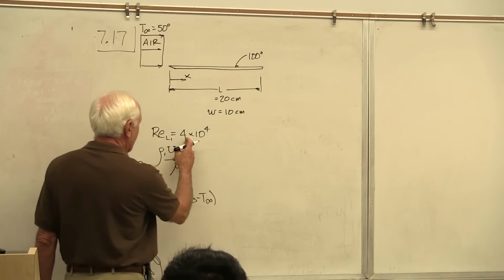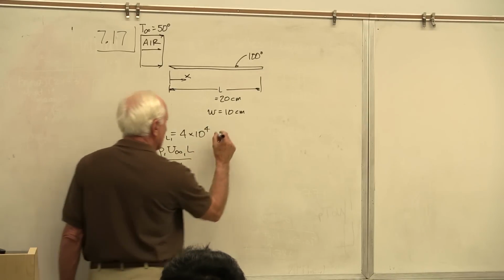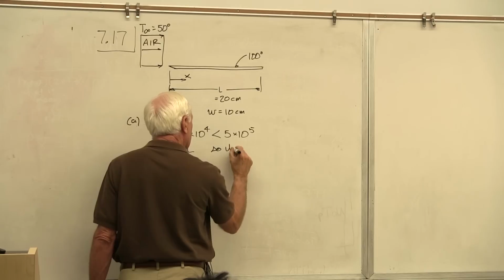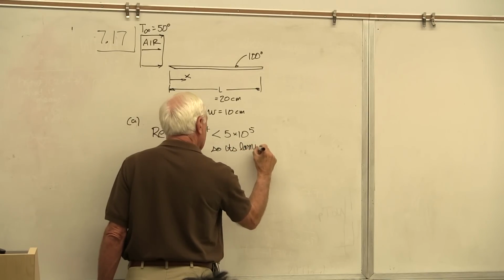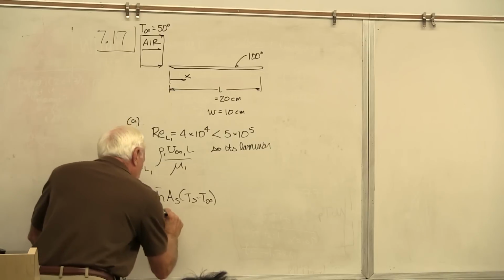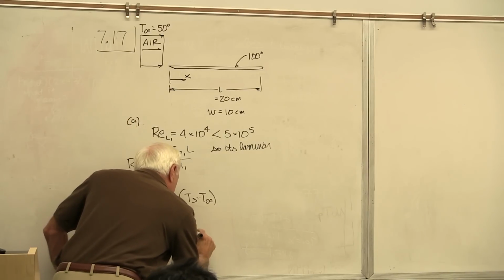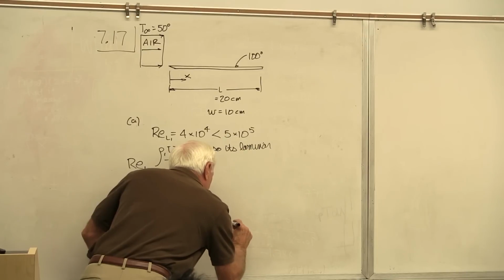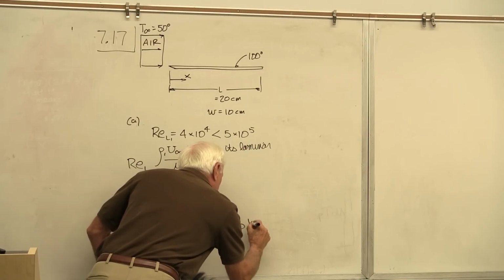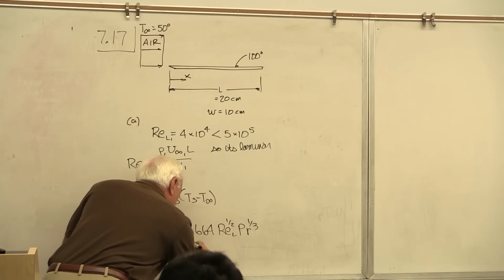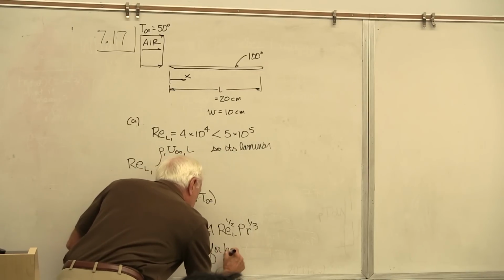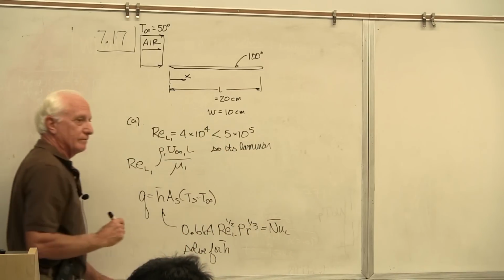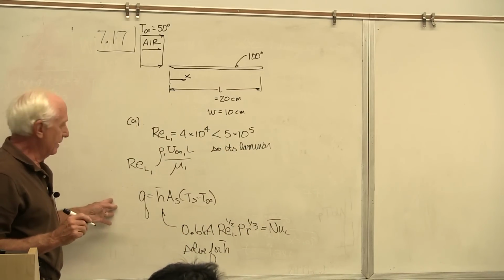All right, 4 times 10 to the 4th. That's less than 5 times 10 to the 5th. So it's laminar. So h bar is equal to 0.664 Reynolds L to the 1/2 Prandtl to the 1/3. Solve for h bar. Got it. Plug it in. Done deal. All right, I got Q now.